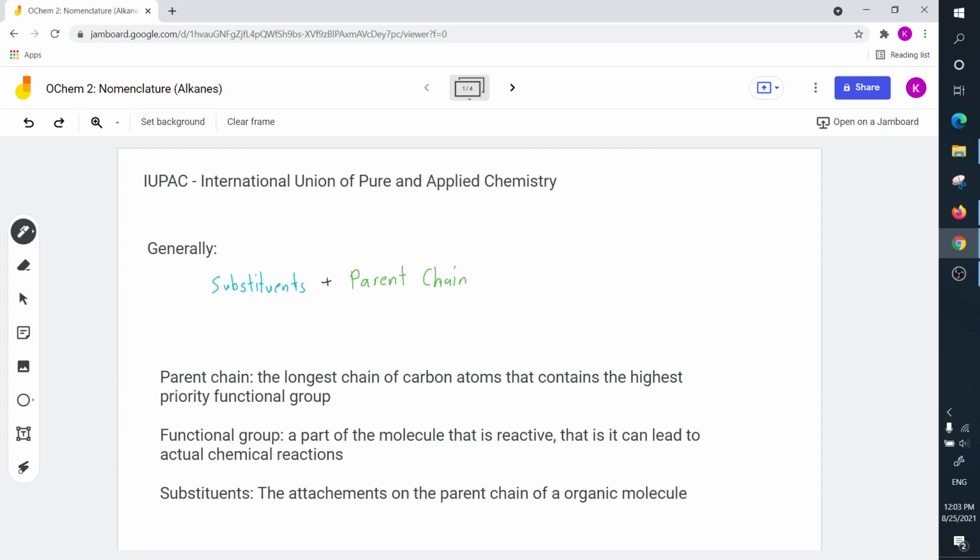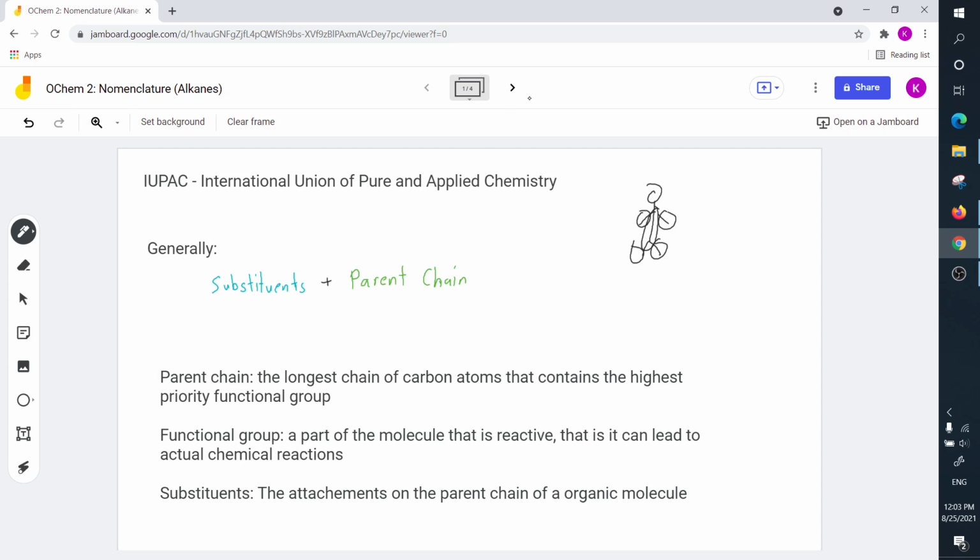Let's talk about substituents. The substituents are the attachments on the parent chain of an organic molecule. So if you think about it, here's a person. The torso would be the parent chain, right? The skeleton, that's what we call a carbon skeleton. The substituents would be like the limbs, the attachments.